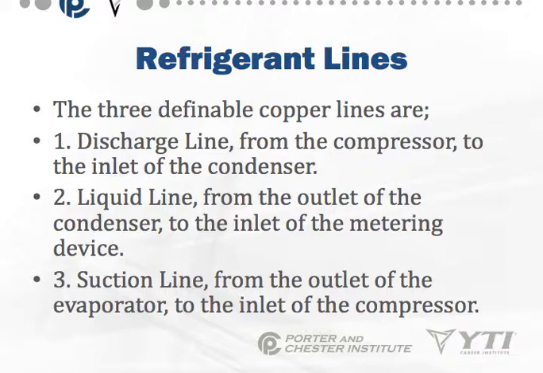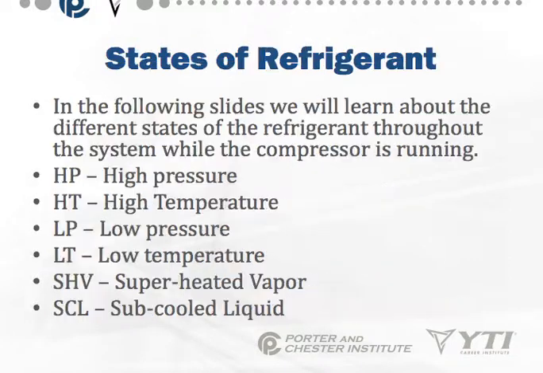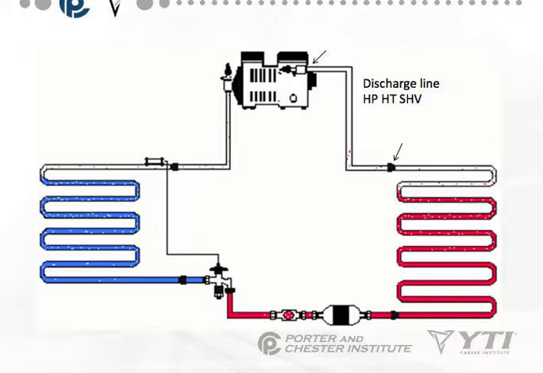Okay, sometimes a low temperature freezer is going to have ice on it because it's very possible it's under freezing. Now, what we're going to do is go through the different states of the refrigerants: high pressure, high temperature, low pressure, low temperature, superheated vapor, and subcooled liquid. Okay, so beginning with the discharge line.